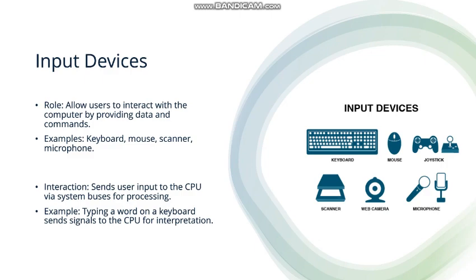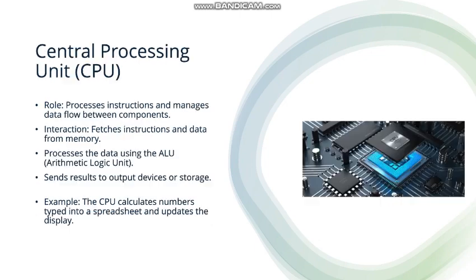The role of input devices is to allow users to interact with the computer by providing data and commands. Examples for input devices are keyboard, mouse, scanner and microphones. How it interacts: it sends user input to the CPU via system buses for processing. Example of how it works: typing a word on a keyboard sends signals to the CPU for interpretation.